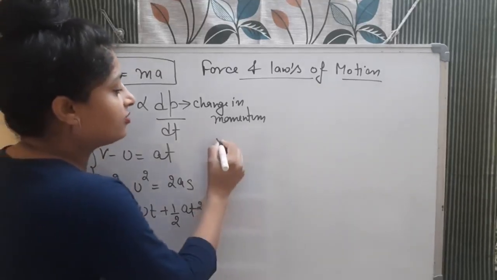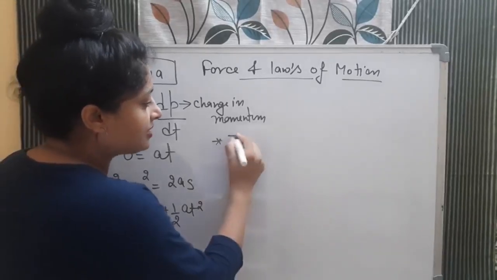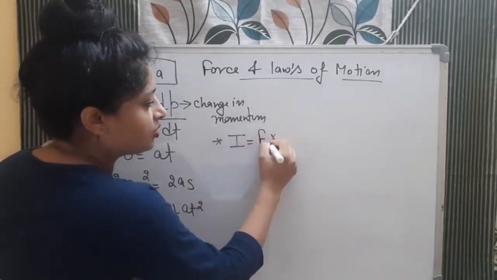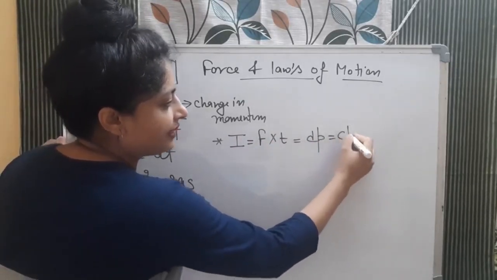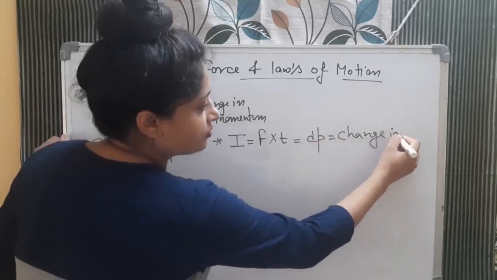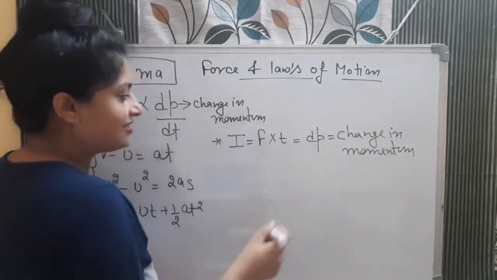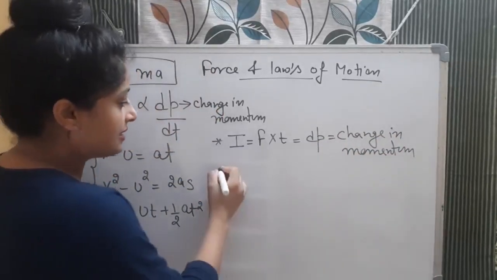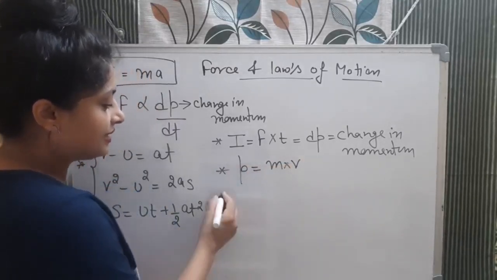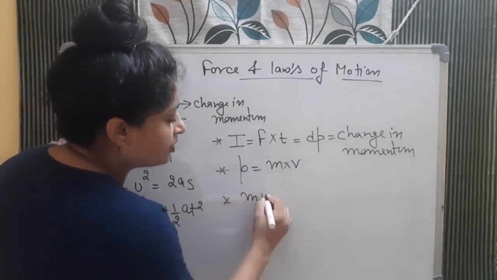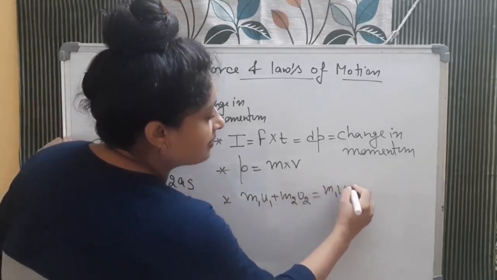After these, we studied about the conservation of momentum, but before conservation of momentum we studied about impulse also. Impulse is equal to what? Impulse is equal to force into time, and it is also equal to dp, the change in momentum. Other than that, we studied that inertia is measured by the mass. Simple momentum is mass into velocity. Then conservation of momentum: m1 u1 plus m2 u2 is equal to m1 v1 plus m2 v2.